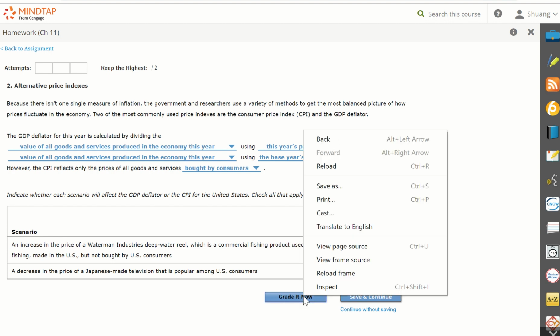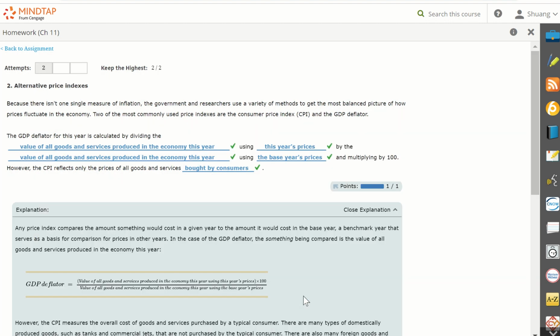Okay, so grade it now. All right, so got it right. So that's how you do number 2, just definitions.